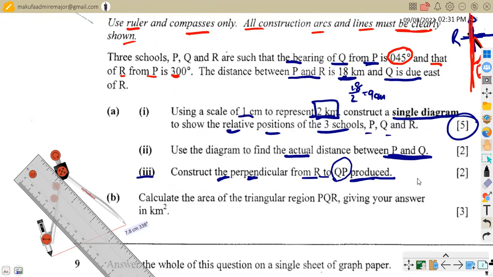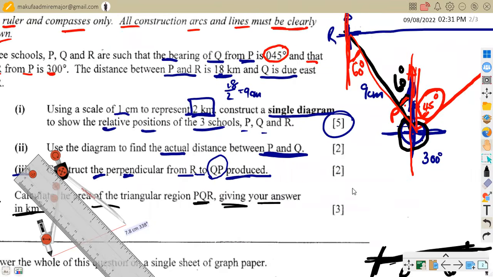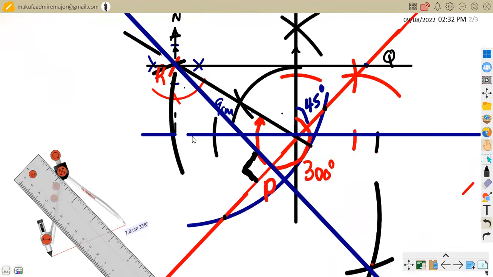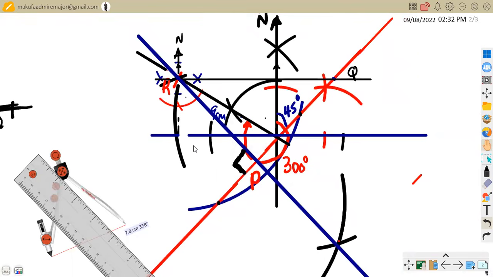Okay, then if you have this perpendicular, the last part of the question is to calculate the area of the triangular field PQR, giving your answer in square kilometers. So what is the area? For the area of the triangle, all you need is to work from that triangle that you are given. You have to play around with this triangle and see what is going to be the best formula to use.